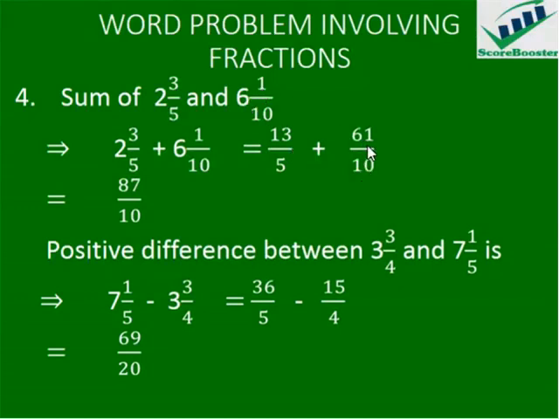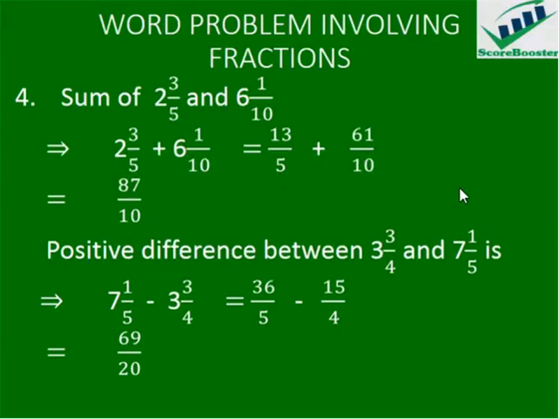Here we also find the lowest common multiple to be what? 10. So you do the same thing I did for the previous example for you to get the addition of 13 over 5 and 61 over 10. And when you do it, you have what? It's 87 over 10. That's, you know, the previous example too, we have 5 and 10. We know that the lowest common multiple is 10.